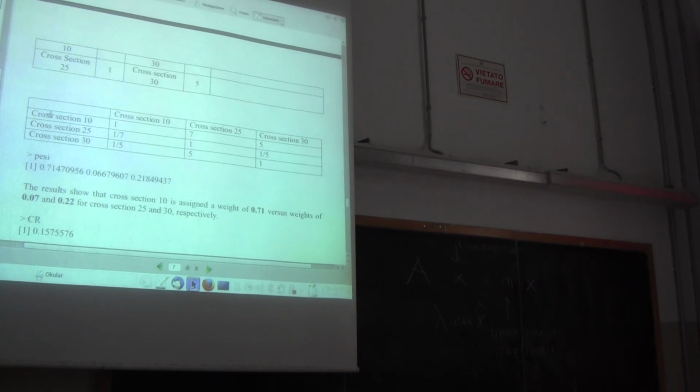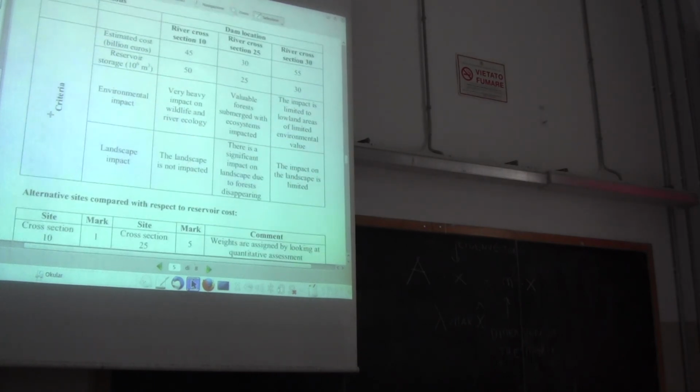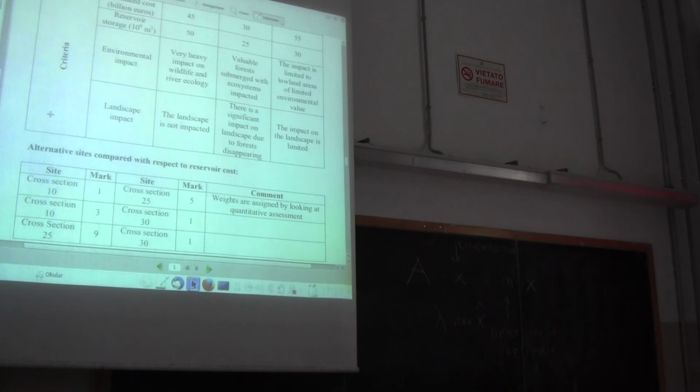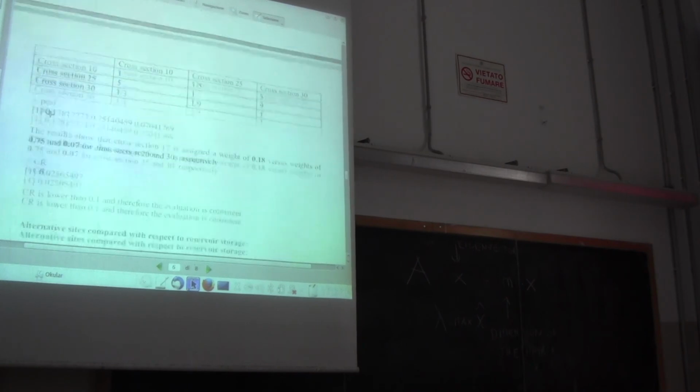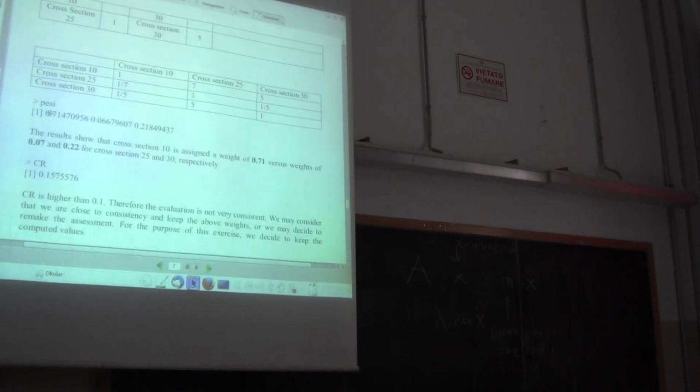And I just want to go back now to the information to check that cross-section 10 is the one with the most limited landscape impact. I just want to go back to make a check. So I'm now going back, and you see that, yeah, the landscape is not impacted for cross-section 10. So this is fine. Okay, so basically now we have, I go back to the evaluation.